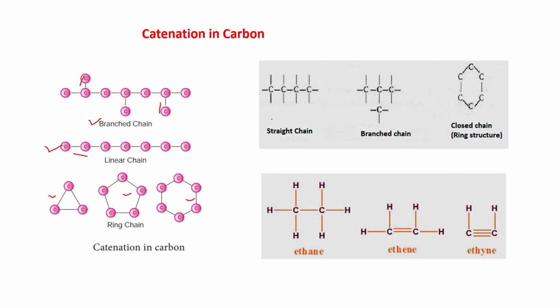You may also arrange these structures like this. This is straight chain. This is branch chain. This branching is not at the terminal carbon atom. Branching is at the middle carbon atom. This is the closed chain or ring structure. Now you can say this is a single bond between carbon-carbon, this is a double bond between carbon-carbon, and this is a triple bond between carbon-carbon.